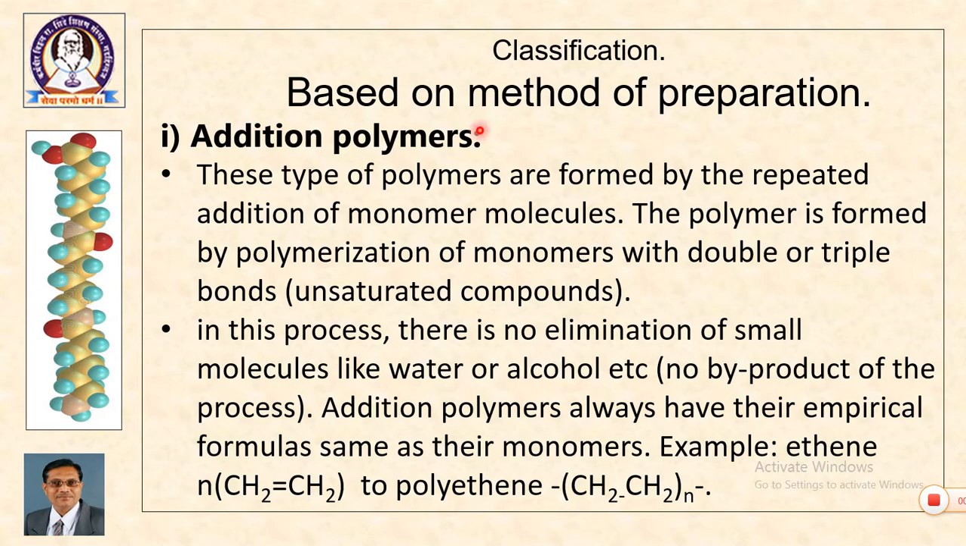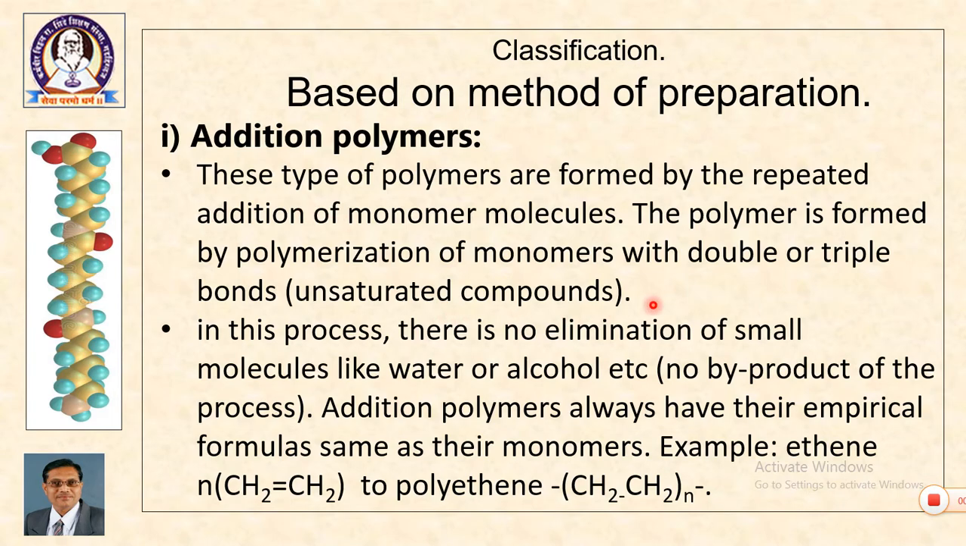Now, classification based upon the method of preparation. Polymers are prepared by two reactions, and these two methods define the two categories based upon the method of formation. One is addition polymerization. These types of polymers are formed by the repeated addition of monomeric units. The polymer is formed by polymerization of monomers with double or triple bonds. So, what is the idea? The idea is that the polymer is formed by addition reaction.